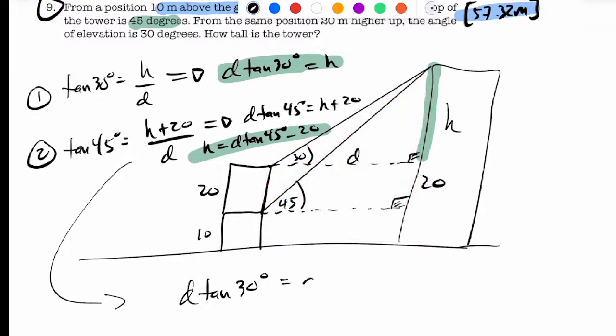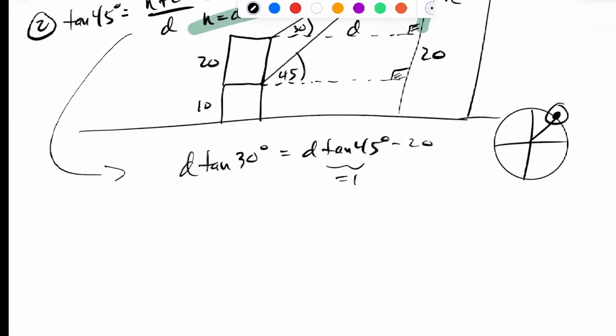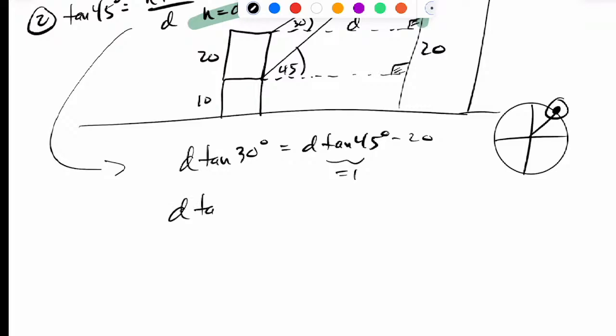So I'm here. Tan of 45 degrees minus 20. Now we're lucky here. The tan of 45 degrees is 1, because at that 45, if you go back to your unit circle, at 45 degrees, sine and cos are exactly the same. So you're going to get 1 here. So this is actually d tan 30 degrees is equal to d minus 20.